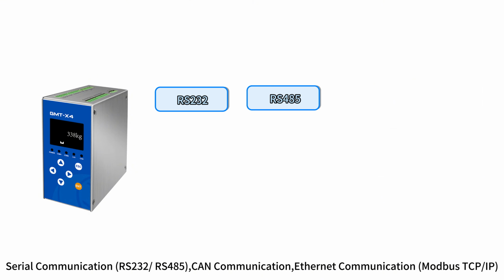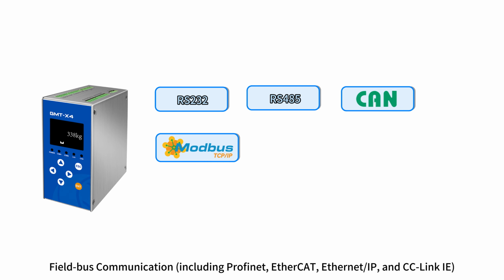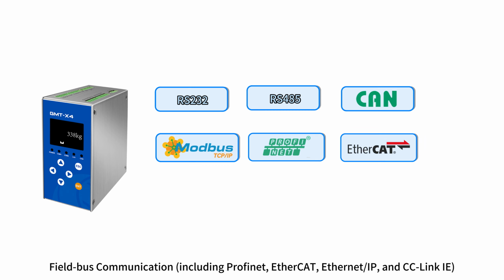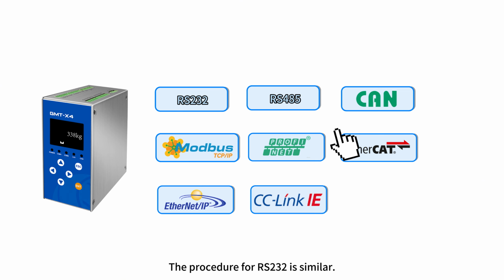RS232, RS485, CAN communication, Ethernet communication, Modbus TCP/IP, field bus communication, including Profinet, Ethercat, Ethernet IP, and CC-Link IE. In this tutorial, we will take RS485 connection as an example. The procedure for RS232 is similar.